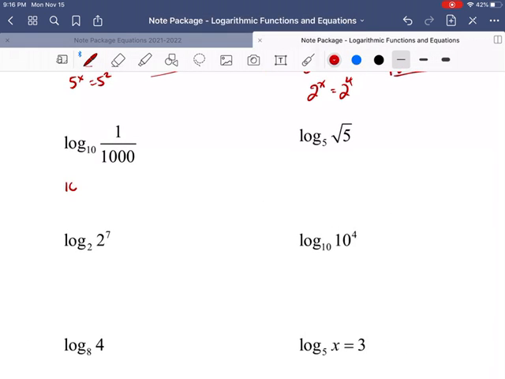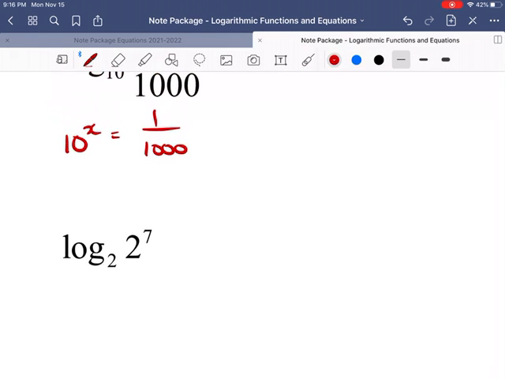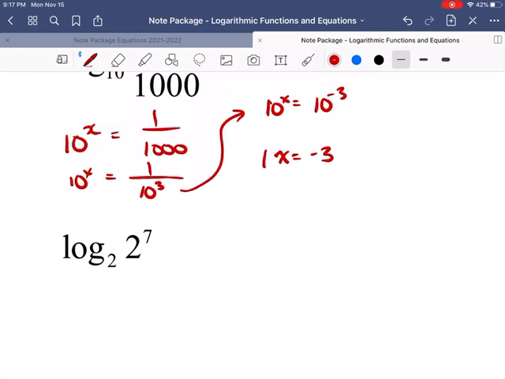All right, 10 to the x is equal to 1 over 1,000. Okay, let's look at this 1 over 1,000. Let's express 1 over 1,000 in terms of base 10, so that's 10 cubed in the denominator. And if you remember, an exponent in the denominator is equal to a negative exponent, therefore x must equal negative 3.